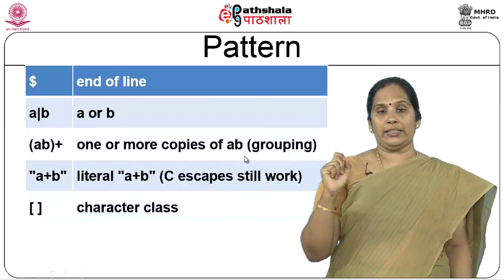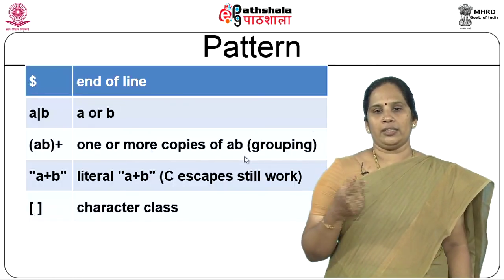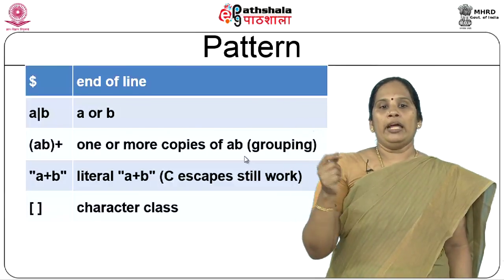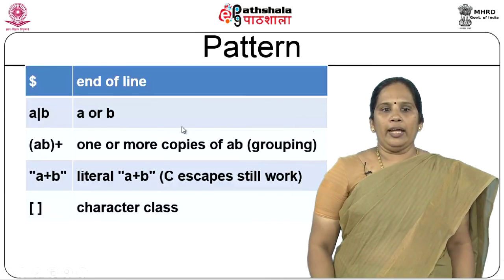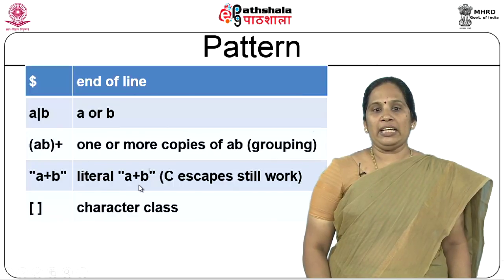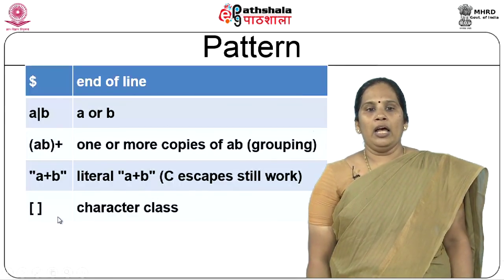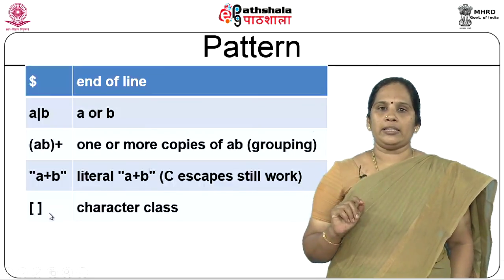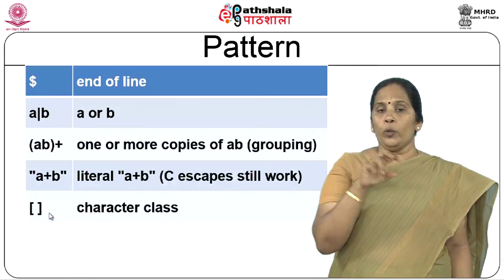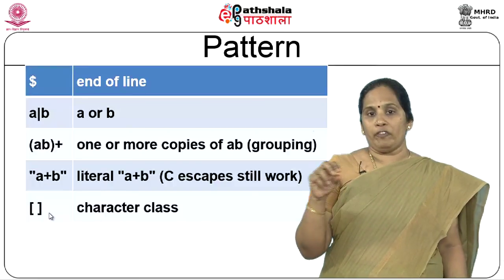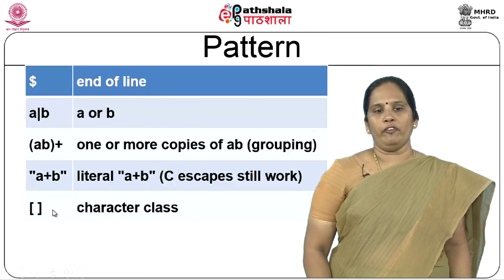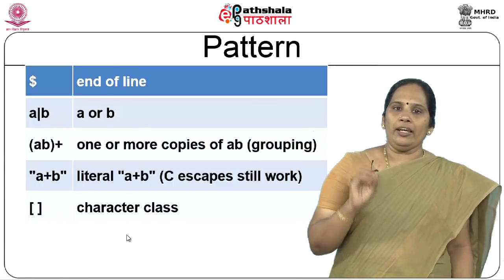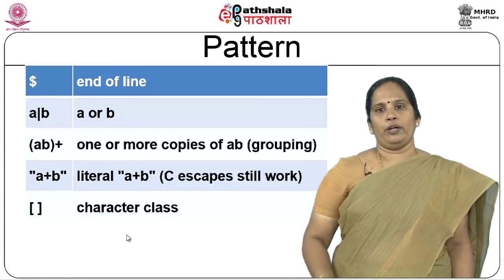So, (AB)+ means, I think I have discussed this in one of the modules already, AB followed by AB followed by AB; it is 1 or more copies. And "A+B" within double quotes means literals. Within a pair of square brackets, it is a character class, a group of characters within that particular pair of square brackets. Now, these are some of the patterns which are used as part of your Lex program.